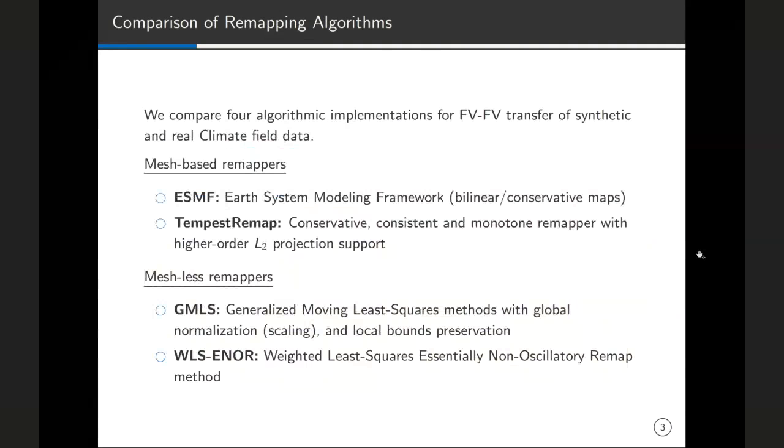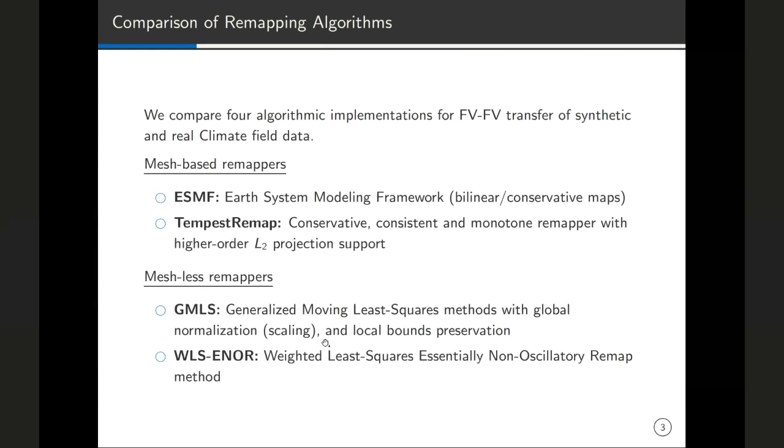And so what we did was we took 4 specific schemes to compare their performance and the numerics for some sample synthetic and real climate field data. So here there are 2 mesh-based remappers, and both of these use some variation of L2 projection to get higher order conservative maps. One is from the Earth System Modeling Framework, another is the Tempest Remap, which provides conservative and consistent remappers with higher order projection.